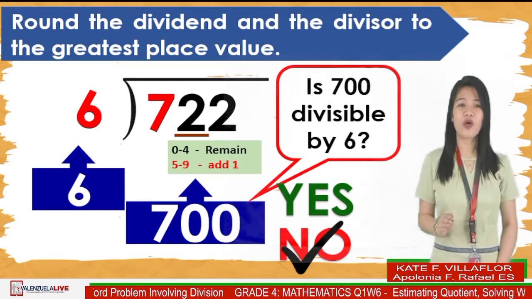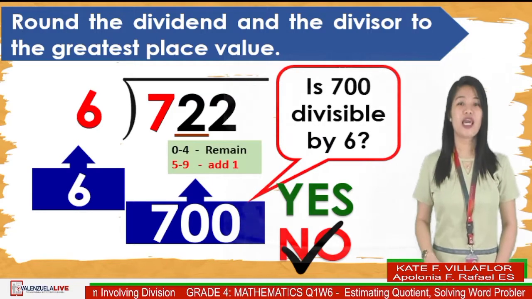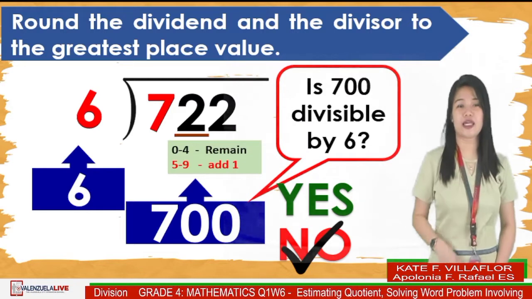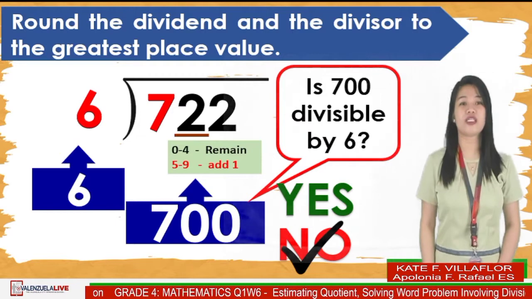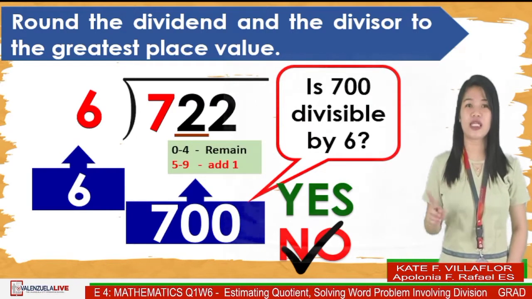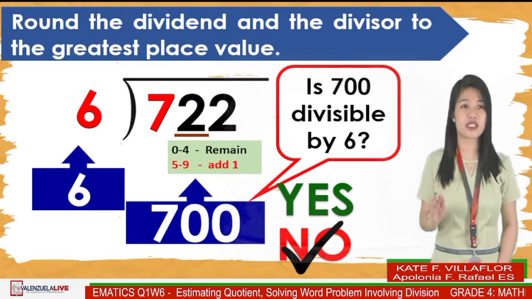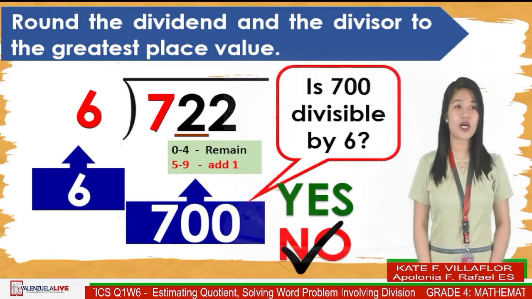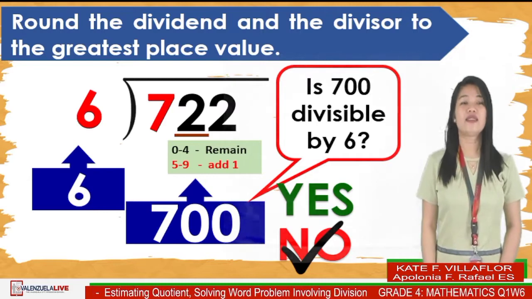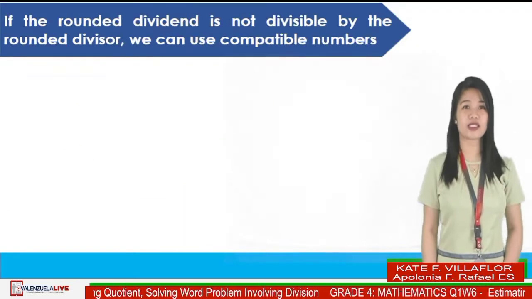Okay, no. Why no? Because the number is divisible by 6 if it is divisible by 2 and 3. Yes, it is divisible by 2 because it ends with 0, but it is not divisible by 3. Why? Because the sum of the digits 7 plus 0 plus 0 is equal to 7. 7 is not divisible by 3. That's why 700 is not divisible by 6.